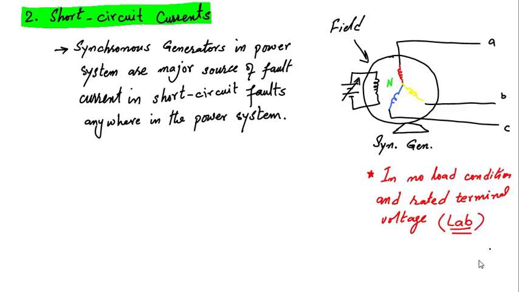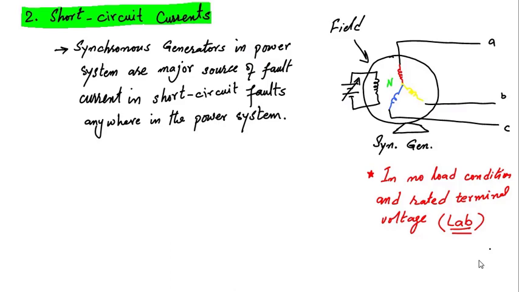As in case of a transformer, we perform a short circuit test and open circuit test to find out its losses and its equivalent circuit parameters. Similarly, such tests are performed on the generator as well. So this is a test that we perform on the generator.